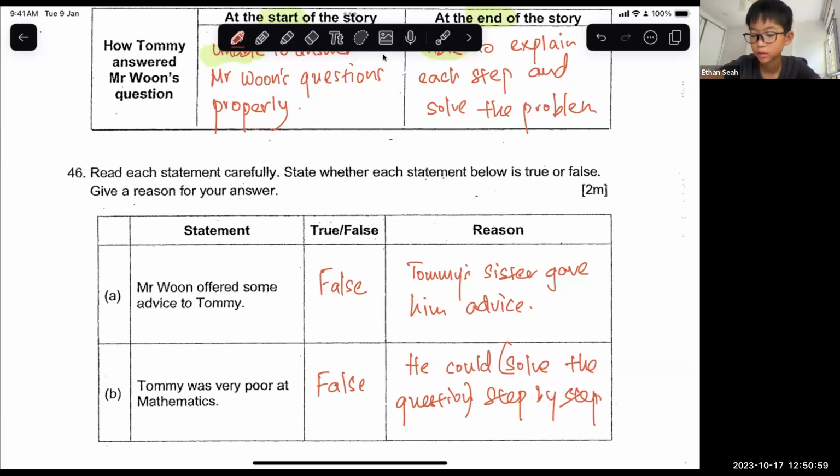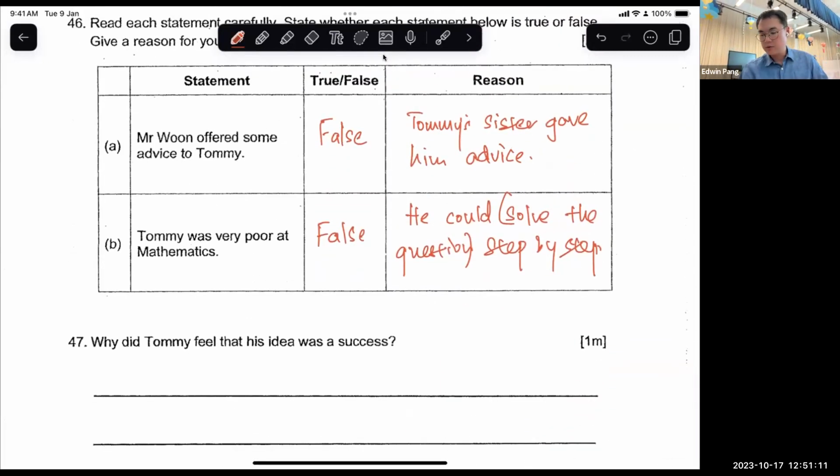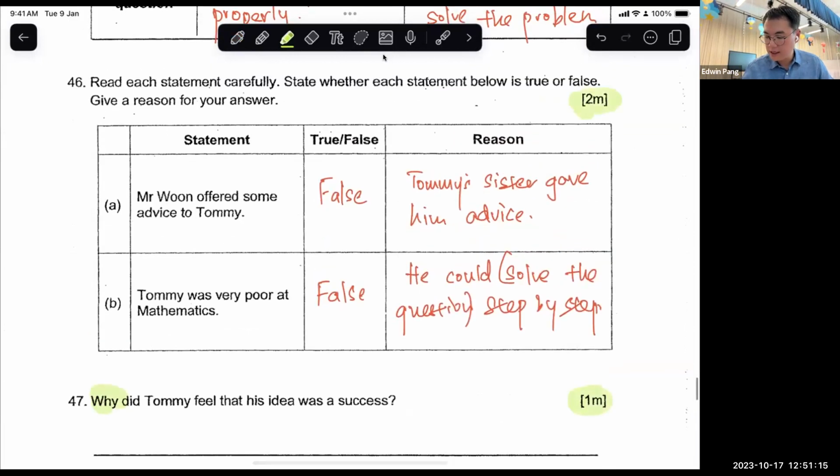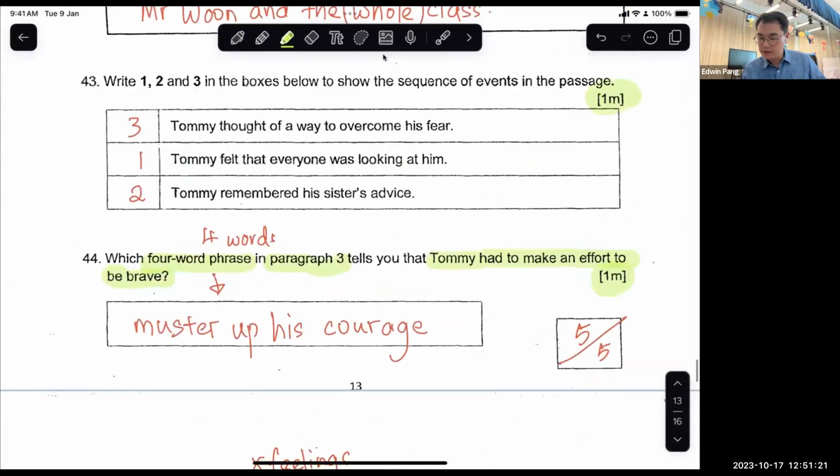I wrote he solved a very difficult math sum. Thank you. Good enough. Keen. I wrote Tommy could answer the questions, but he. Good enough. Thank you. All right. Okay, let's go. Last question. Again, highlight the marks. Why did Tommy feel that his idea was a success? Okay, why did Tommy feel that his idea was a success?